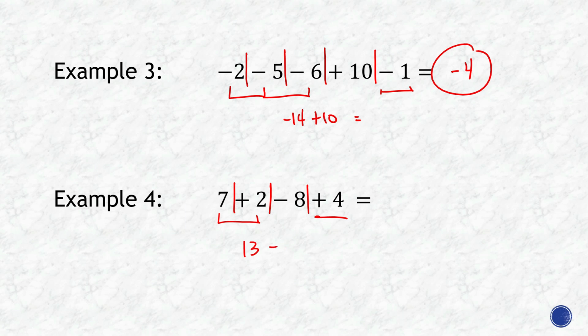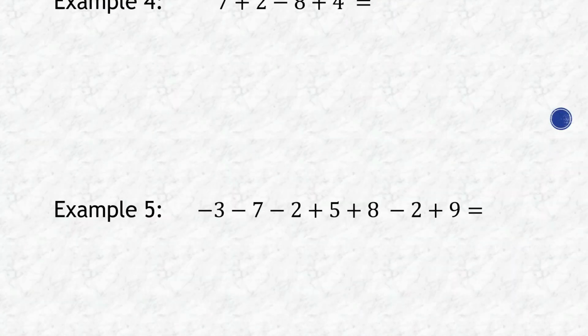So minus 8, they have different signs. So obviously we need to subtract them. That will be 5. The higher number is positive, so this is positive 5. I just put the plus sign there to emphasize that that's positive 5. All right. Okay, let's go to the last example.